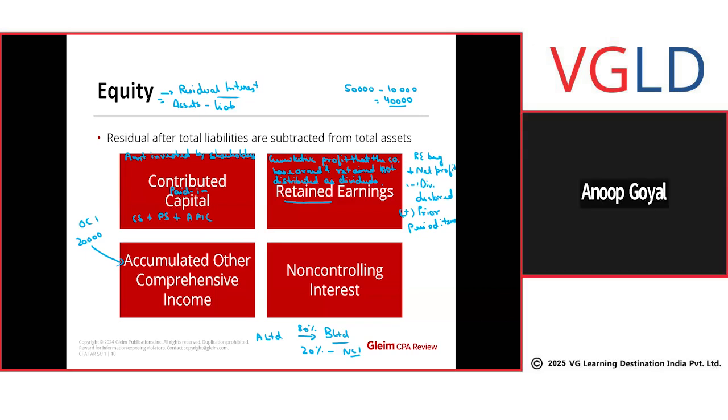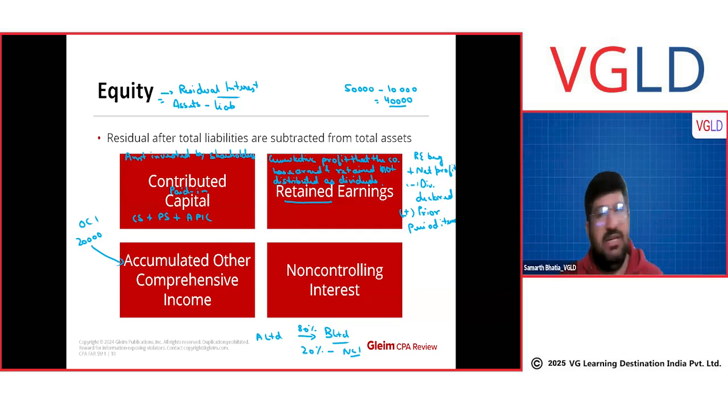So interest on investment will form part of other comprehensive income? No. Interest on investment is part of the income statement, but I'm talking about something else, I'm not showing it here.